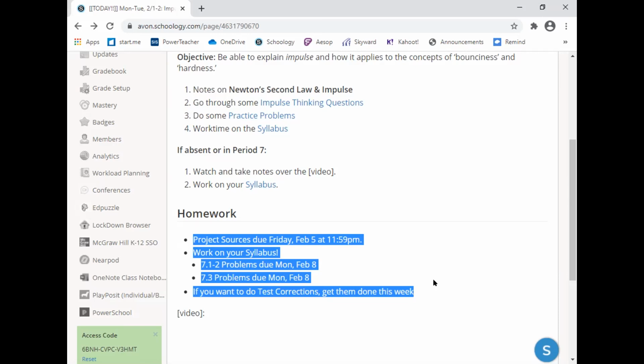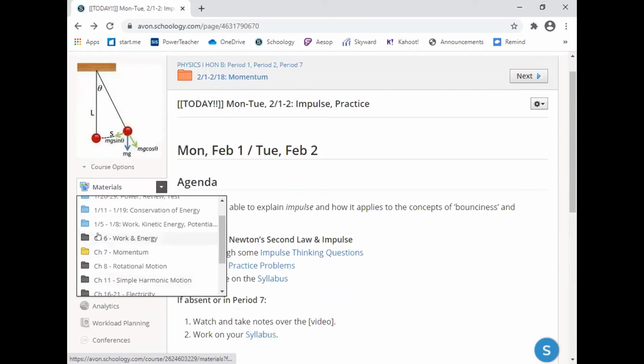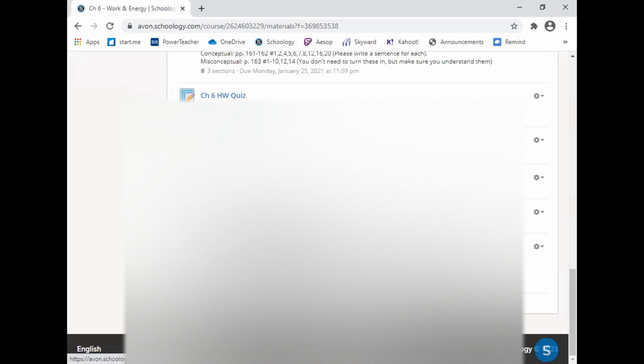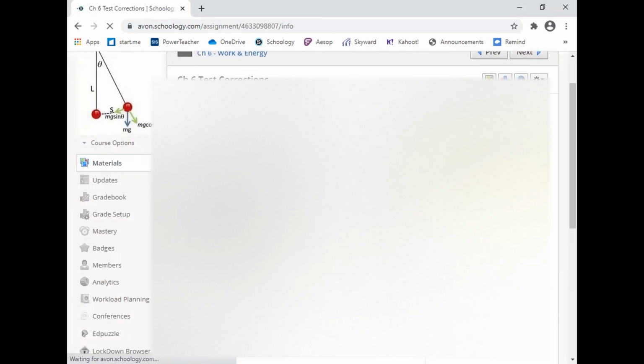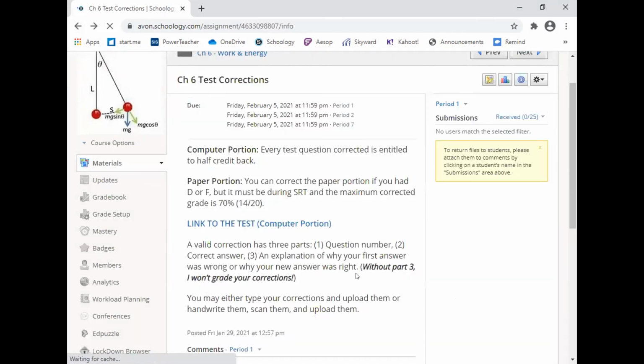For those of you who are new to my class, I store test corrections in the same chapter. So if you go back to chapter 6, work and energy, and go down to chapter 6 test corrections, it tells you how to do corrections, and it gives you a link to the test. Sorry, I don't mean to show grades, my bad. When you click on it, you'll be able to see how you did. It should allow you to see which ones you missed. Any questions? All right, that's all I've got.